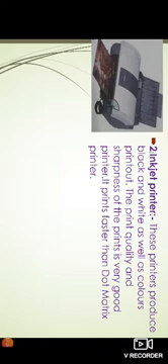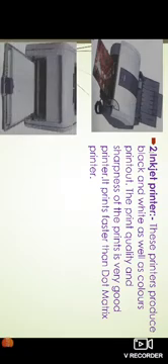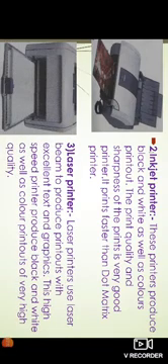The next type of printer is the laser printer. This laser printer uses a laser beam to produce printouts with excellent text and graphics. This high-speed printer produces black and white as well as color printouts of very high quality. The prints taken from a laser printer are permanent. So these are the three types of printers.